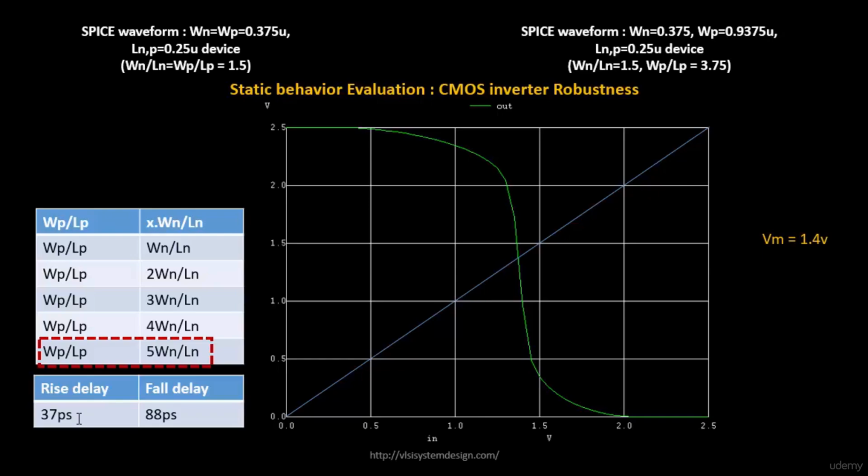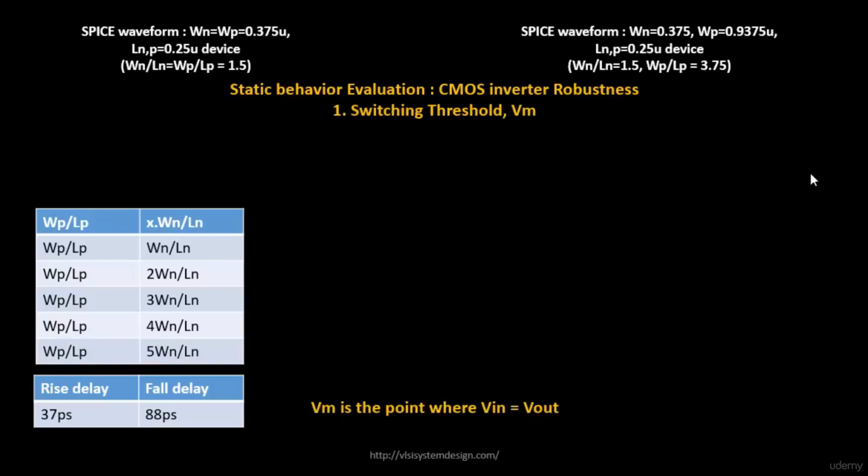Rise delay basically says the time it needs for your output capacitor to charge completely, and every time you increase the size of your PMOS, the time required for your output capacitor to charge decreases significantly. The reason is pretty simple, because you have a bigger area, and we are going to conclude on this point and on the inverter robustness behavior. So what we'll do is tabulate everything we got over here.